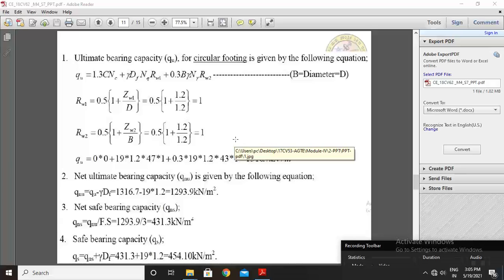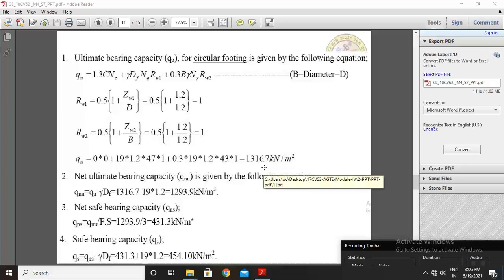Now substitute values in these equations. C is 0, so the NC term is 0, plus gamma is 19, Df is 1.2, NQ is 47, RW1 is 1, plus 0.3 into gamma 19 into B 1.2 into N gamma 43 into RW2, which is 1. Solving this equation we get 1316.7 kilonewton per meter square. This is the ultimate bearing capacity.